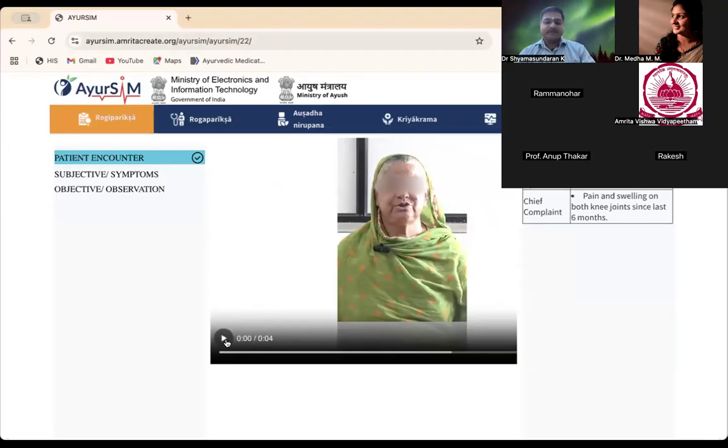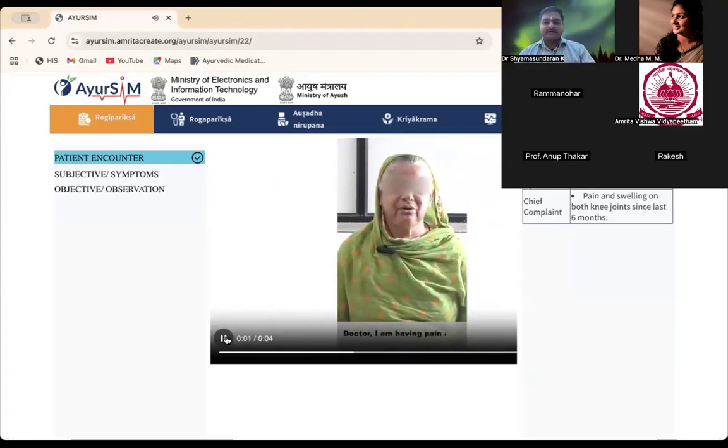When you play that play button, you can hear the patient speaking to you. And of course, this is from the ITRA, and that is why most of the cases are sometimes in Gujarati. But nevertheless, we also have the option of subtitles. It will tell you what the patient is telling in English, so that the language will not be a problem.